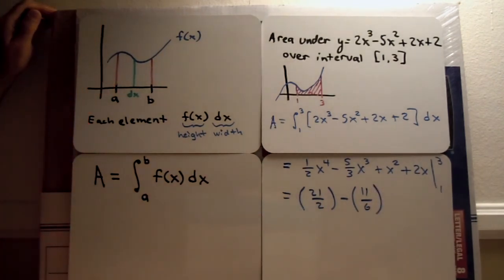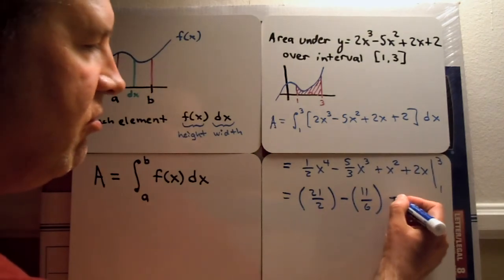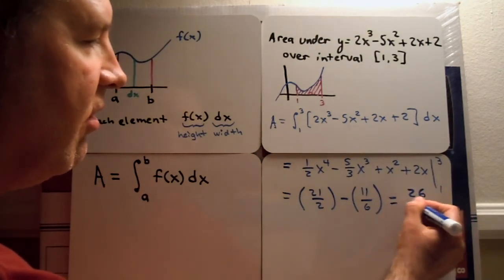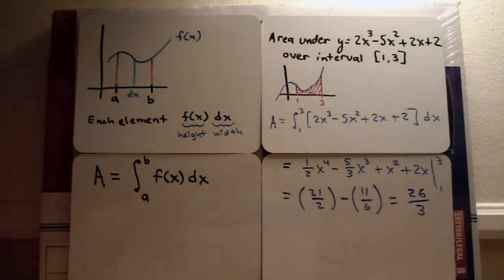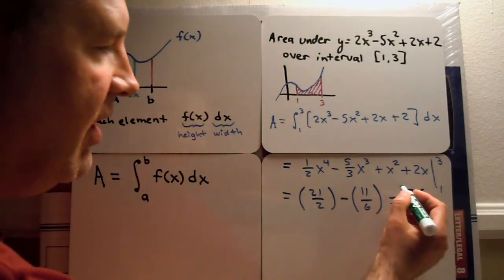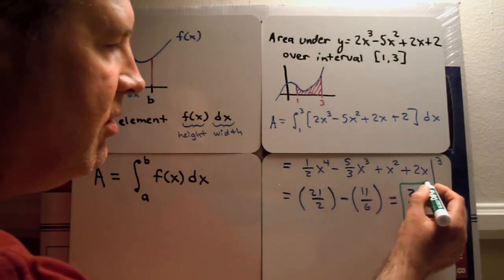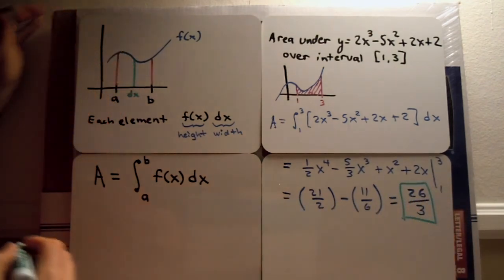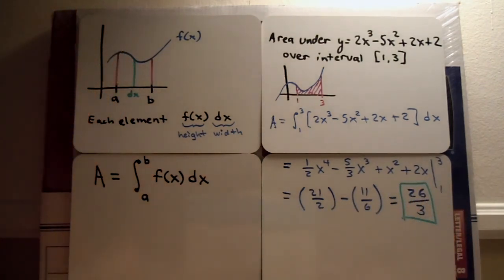So, simplifying that value, we get 26 thirds as being the exact value of the area under the curve, 2x to the third minus 5x squared plus 2x plus 2.